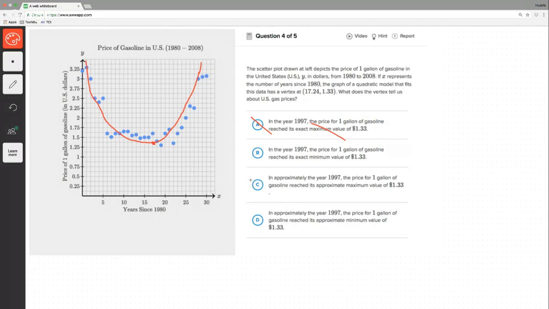Approximate maximum. No, it's not a maximum. Reach its approximate minimum. I'm gonna say this is good. Okay, why do I say that? Why do I say that the exact is not good?